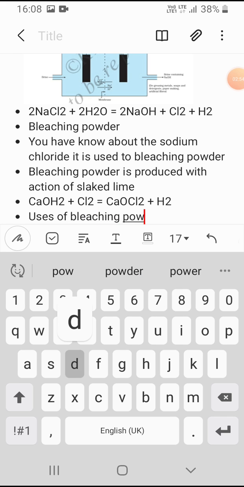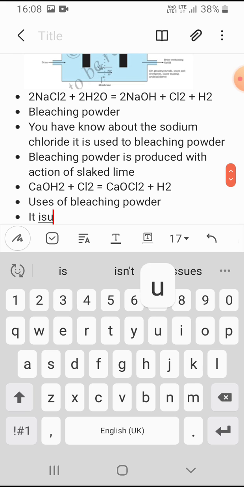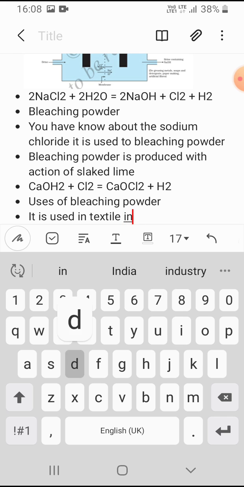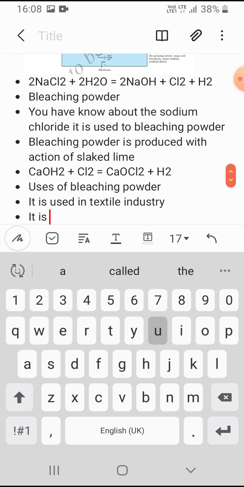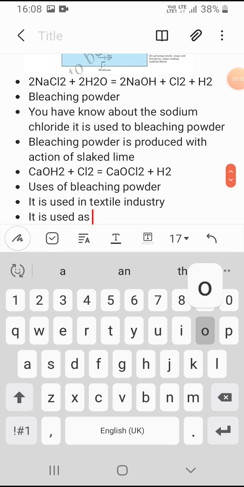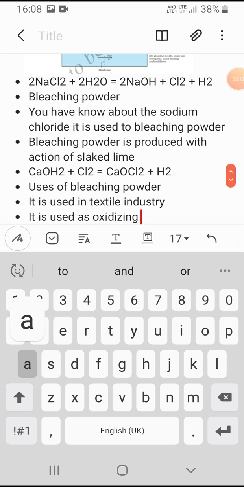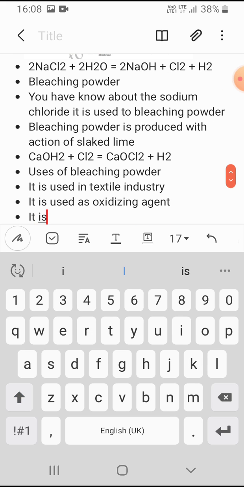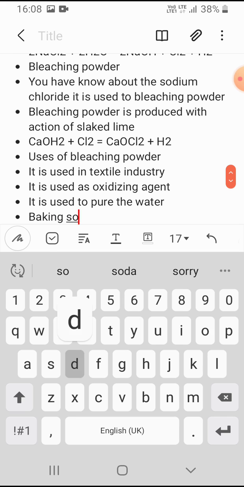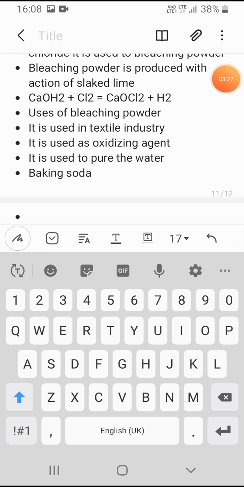Bleaching powder is used in the textile industry, and it is also used as an oxidizing agent. It is also used to purify water. Next, let's learn about baking soda. They may ask, for 1 or 2 marks, what is the use of bleaching powder.